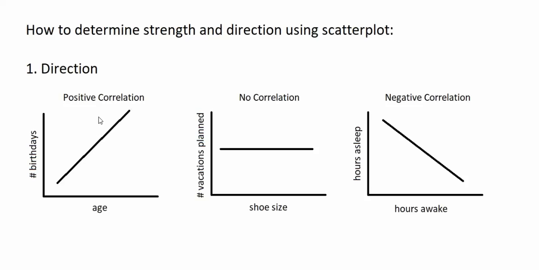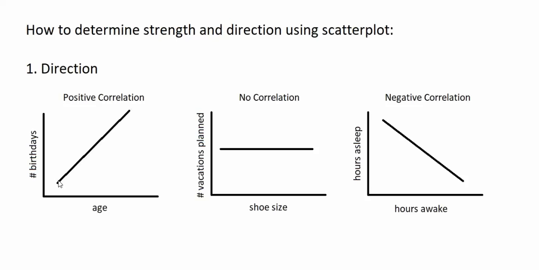When the line rises, it means that the correlation is positive. When the line decreases from left to right, the correlation is negative, and when the line is flat, there's no correlation. The example I have here of a positive correlation is age and number of birthdays.